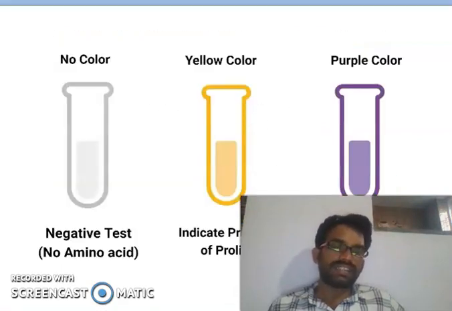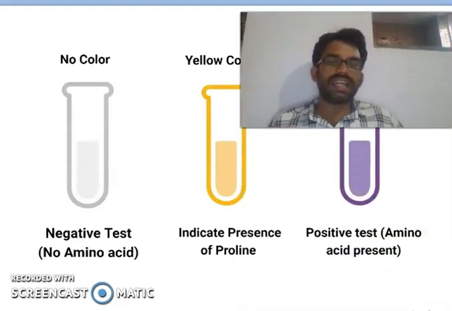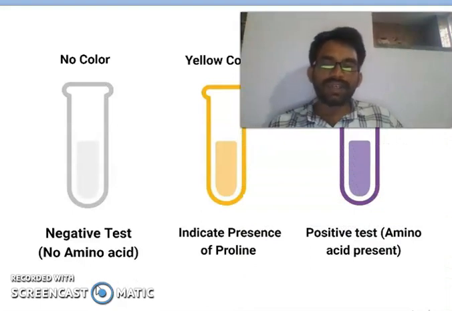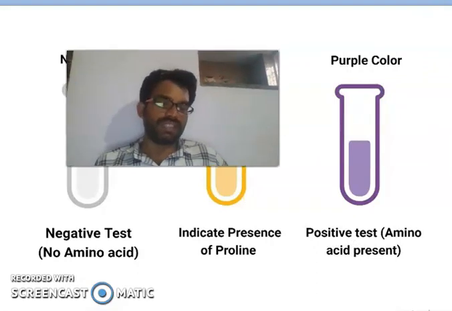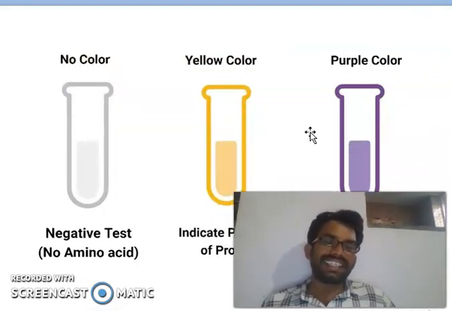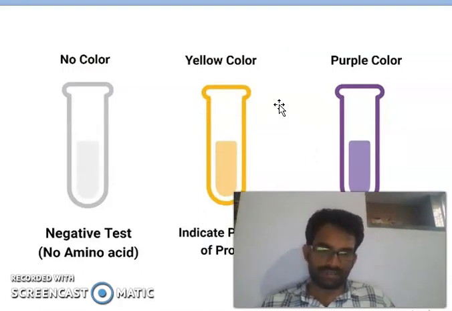Then you can see what is actually in this test tube. In the image, there is no color, so it is negative for amino acids. Suppose a yellow color is there, then you can indicate the presence of proline. If a purple color is there, it is a positive test, amino acids are present. These are the tests for whether various amino acids are present or not in your given mixture.